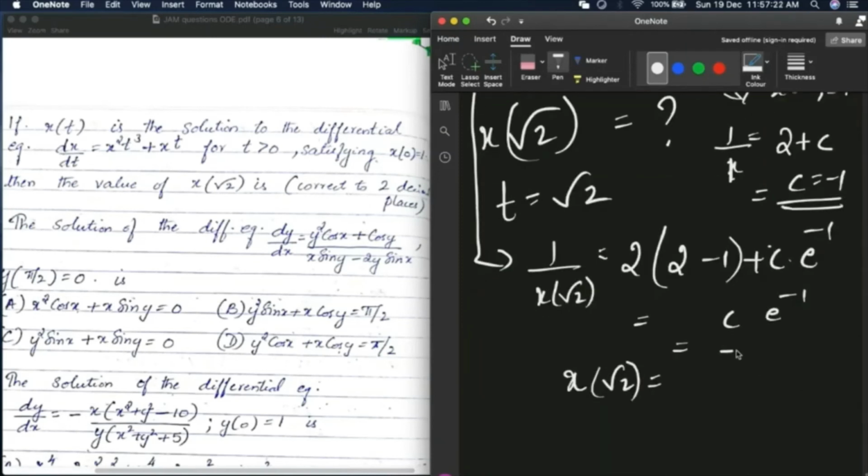So you're getting this as minus e raised to minus 1. This is minus e. Correct? Yes, ma'am. Minus e. Correct to two decimal places means you have to enter the numerical value, okay?